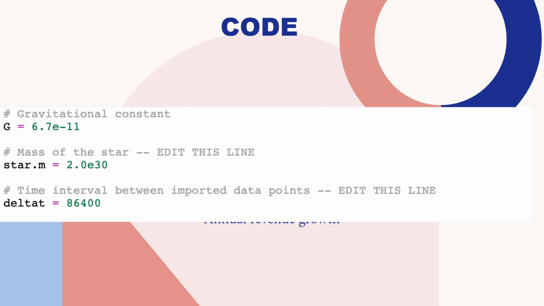You can see the code for the beginning of part 1, where you can see the gravitational constant, which is G, the mass of the star, and delta t, which is the time interval between the points.